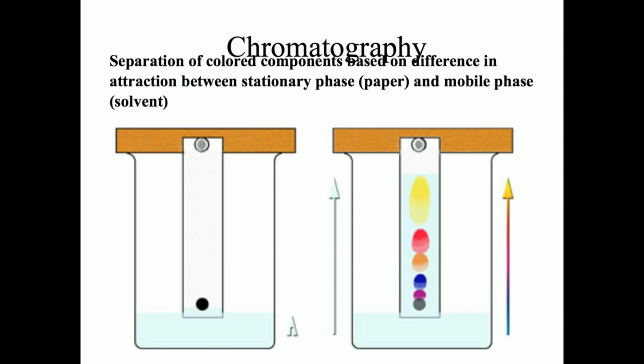So you can see here, this black ink dot is composed of several different types of ink with different colors. So the yellow color was least attracted to the paper and dissolved best in the solvent, while the purple color was very strongly attracted to the paper, or less easily dissolved in the liquid, so that it remains towards the bottom of the paper.